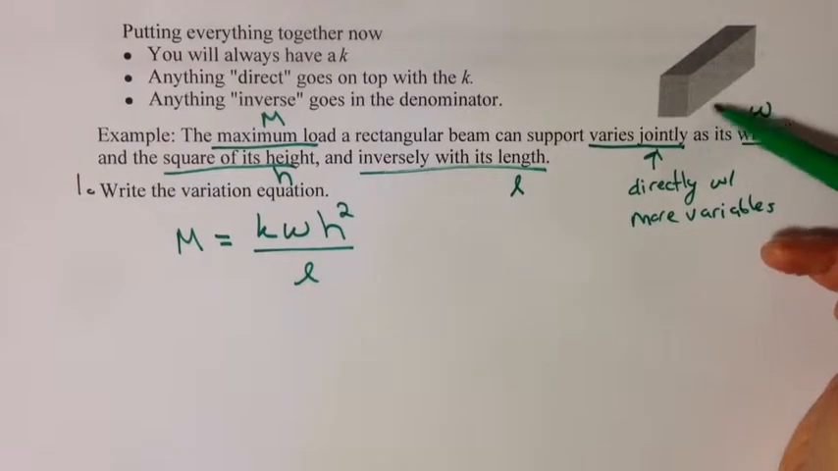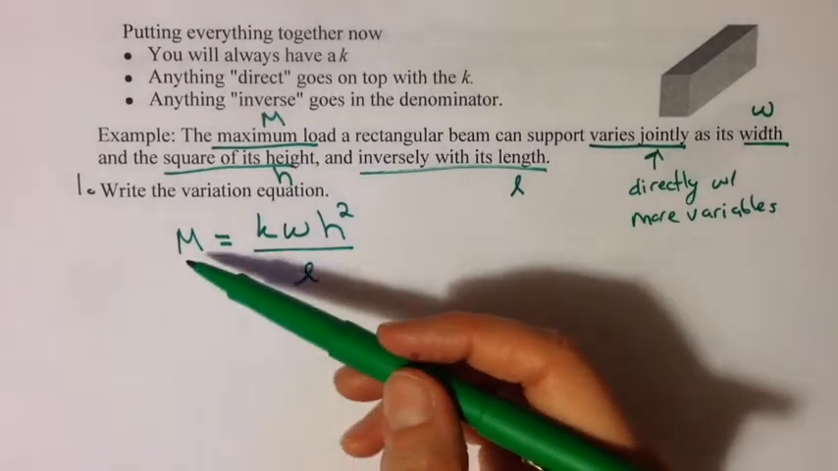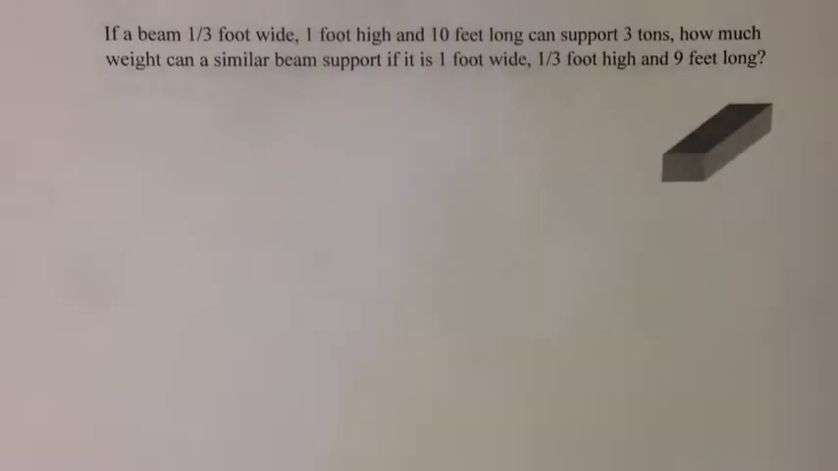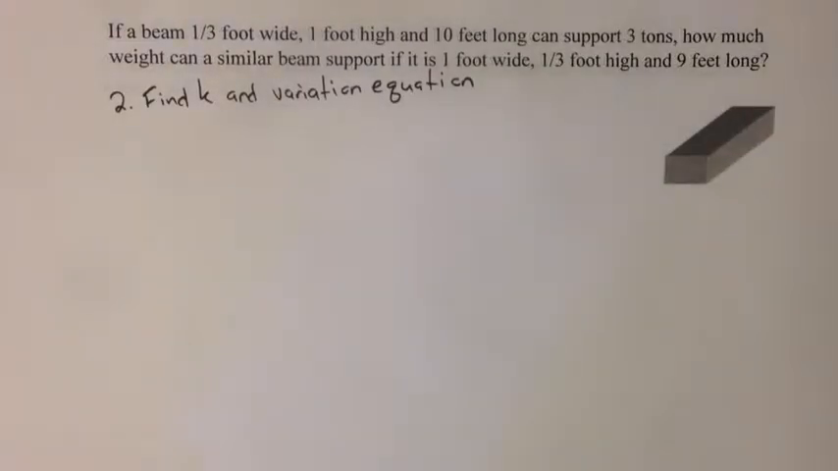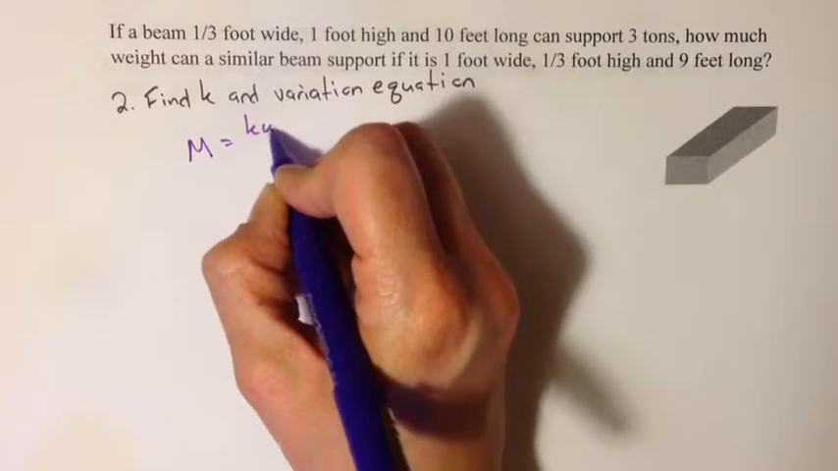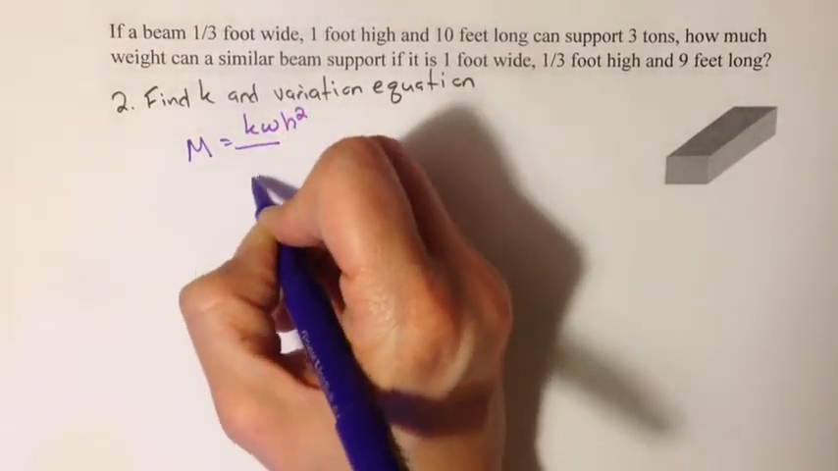But when we make the length longer, then the maximum load will go down, which again, I think sort of makes sense. If you make a beam really long, it's not going to be able to bear as much weight. Our next step, of course, is going to be to use some information to actually find the constant of variation k and write down a variation equation. Remember that our general equation that we just came up with was m equals k w h squared over L.